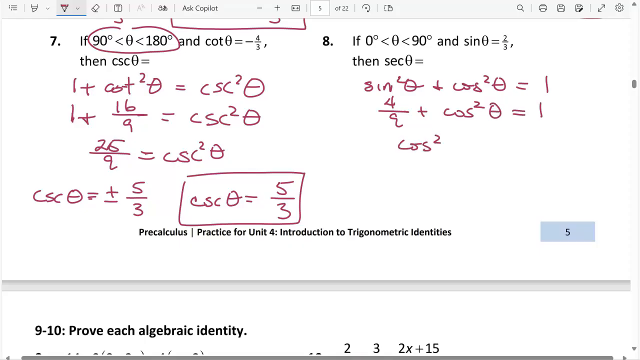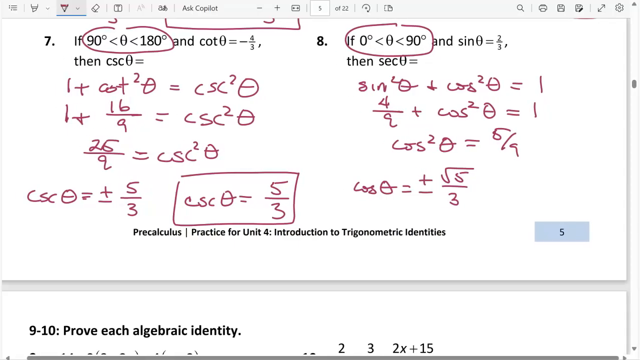I'm going to subtract 4/9 from both sides. 1 minus 4/9 is 5/9. And now we can take a square root. So cosine of theta is plus or minus the square root of 5 over 3. Now we have to decide if cosine should be positive or negative. We're in quadrant 1, so that means positive. And if cosine is positive, square root of 5 over 3, then secant must be the reciprocal of that. That would be 3 over the square root of 5, and we're going to rationalize that: 3 times the square root of 5 over 5.